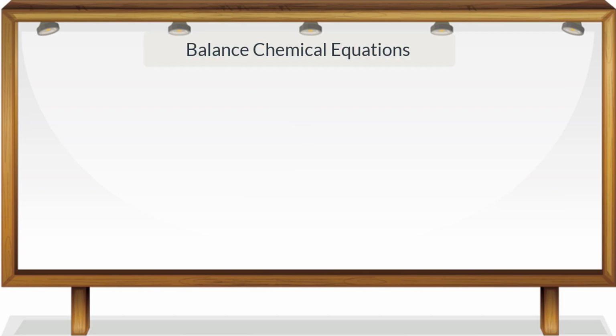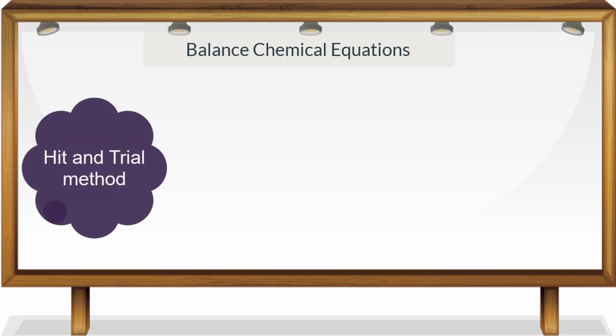Today, I will guide you to balance chemical equations by using the hit and trial method. The idea behind using this method is to adjust the coefficients of the reactants and products in the equation until the number of atoms of each element on both sides of the equation is equal. This method has two steps.